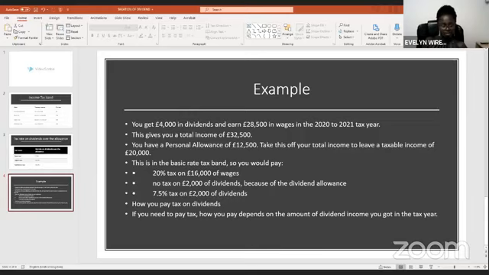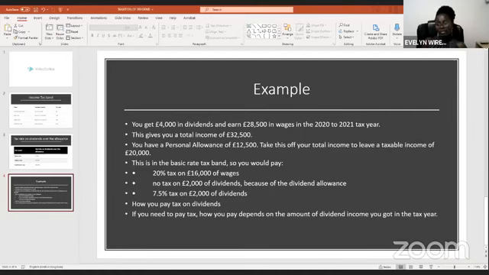In this case, the portion of income other than dividend is taxed at 20%. And the excess of the dividend, because you had a dividend of 4,000, so the excess would be 2,000, and that 2,000 will be taxed at 7.5%. So that's what I wanted to discuss with you.